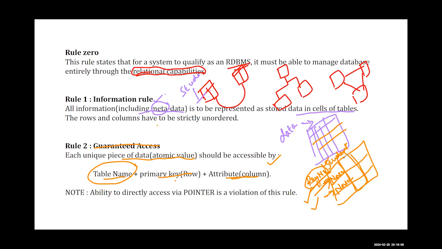Okay, so for example, if 101 is the register number, I'll go to the student table, then the primary key is register number, and 101, that respective data I am able to pick. For example, if it is a name I want to access, column name, then I can do that. Now at any given point, we should not be able to access the data directly without using the table name and primary key. That is what guaranteed access means.